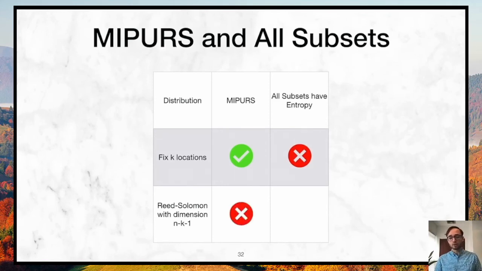In the Reed-Solomon case, these two codes line up, the error correcting code that we use and the Reed-Solomon code line up so that their null space is guaranteed to overlap. This means that it is not a MIPURS distribution, but you can still show that all subsets do have entropy. This means that MIPURS and all subsets have entropy each contain a distribution that is not contained in the other.